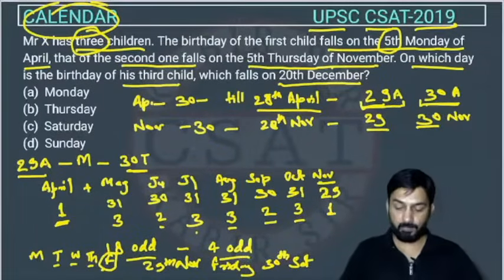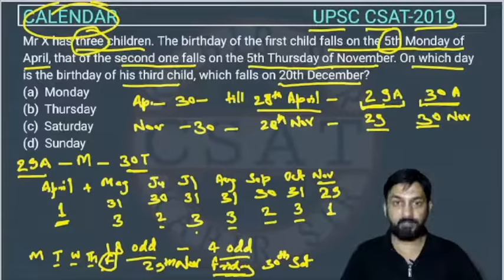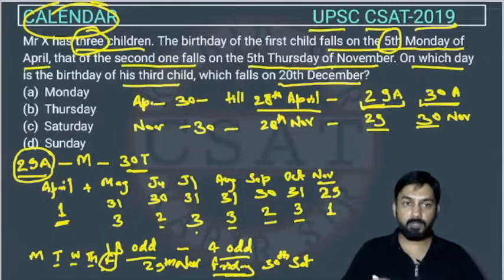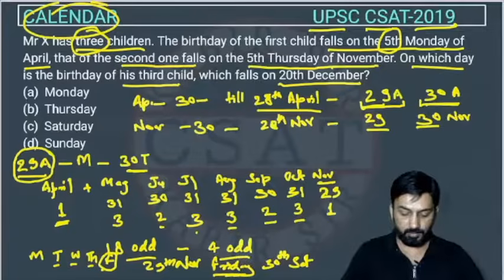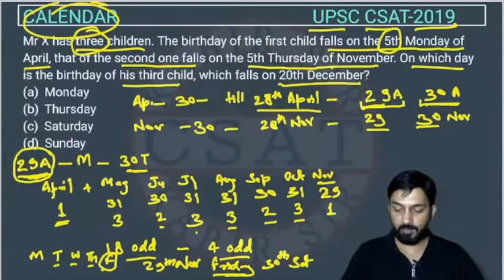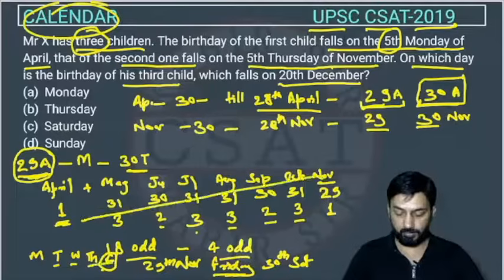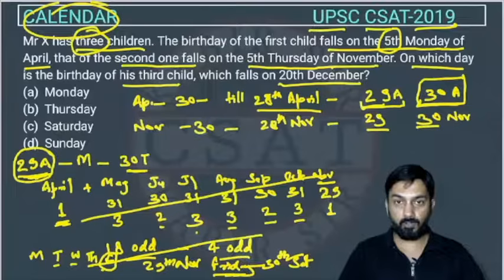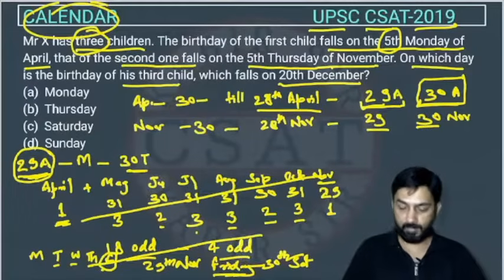But the question is saying the fifth Thursday of November, it means we are getting Friday and Saturday, right? We are not getting Thursday. So it means the birthday, we started from 29th April. We assumed that the birthday is on 29th April. So this is not the case. The birthday is on 30th April, right? So this case is not possible, so we will leave this. Okay, so we will consider this one, that the first child is born on 30th April, right?